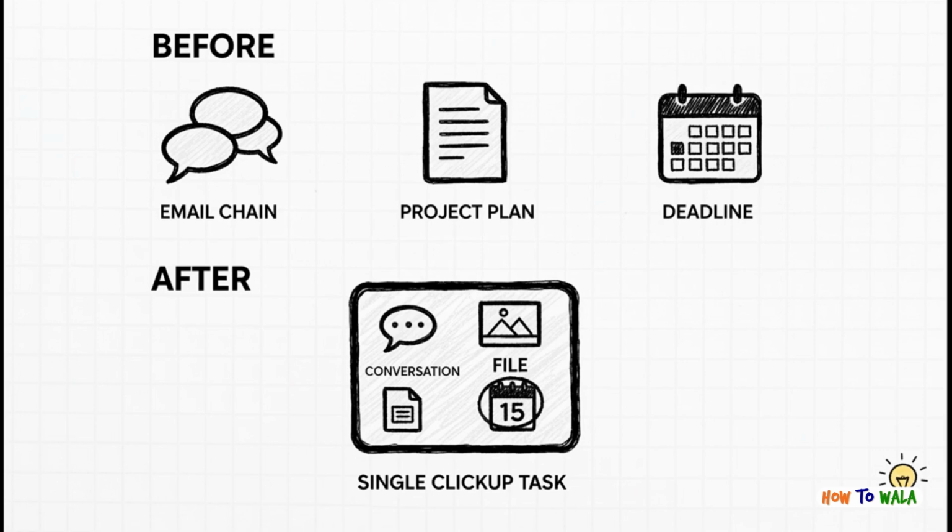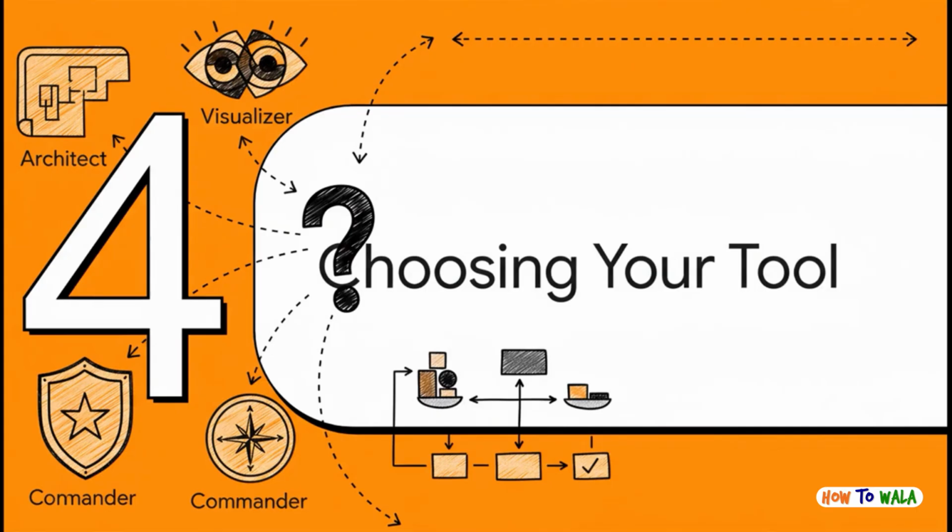Let's see it in action, right? A marketing agency is working on a new ad. Now, instead of a long email chain with the designer, a separate project plan in a Google Doc, and a deadline in some calendar app, it's all inside a single ClickUp task. The conversation, the file, the due date, they all live together. Now that is efficiency.